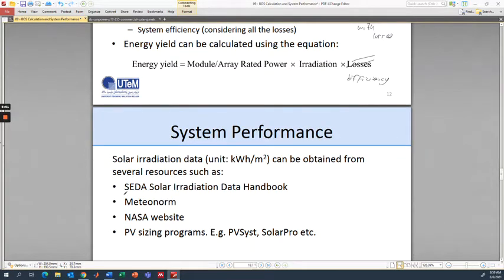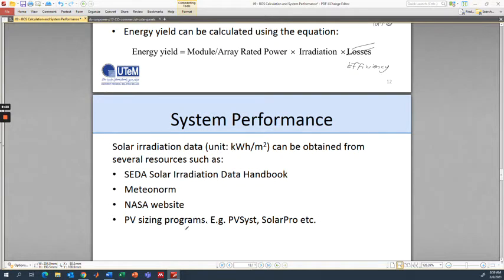So for Malaysia, they produce a handbook, the SEDA Solar Irradiation Data Handbook, where we can get an estimation for a specific location. We can also find the irradiation data from specific software like Meteonorm, or we can get it from the NASA website, or from PV sizing programs like PVsyst, Solar Pro, etc. So in our lecture, we are going to use data from Meteonorm, which is software that we have purchased a license for.